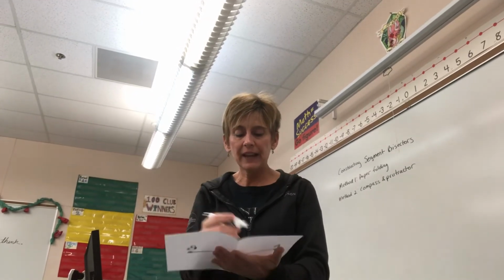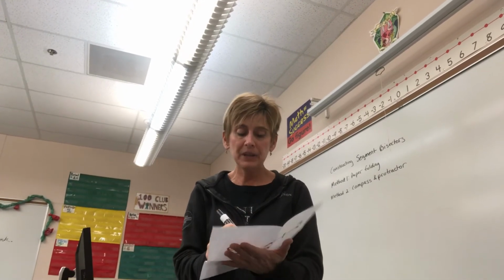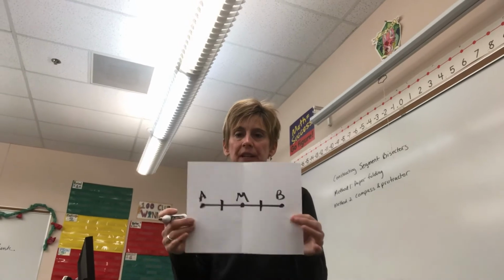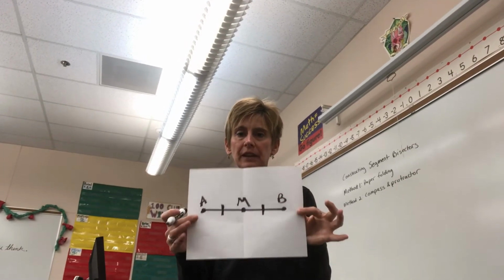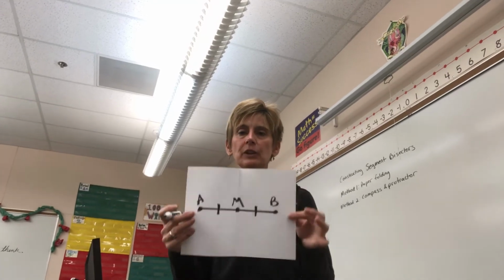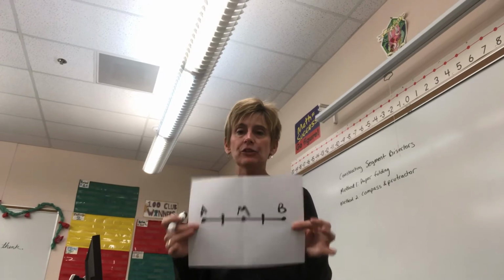So the length of AM, or the distance between A and M, and the length of MB, or the distance between M and B, are exactly the same length. We can use these tick marks to note that there. So this is how you would construct a segment bisector using paper folding.